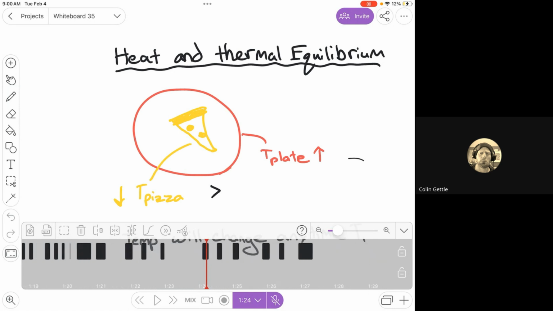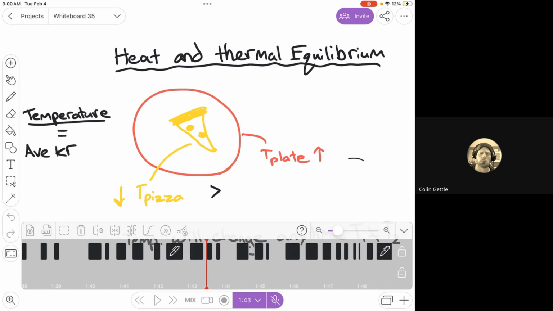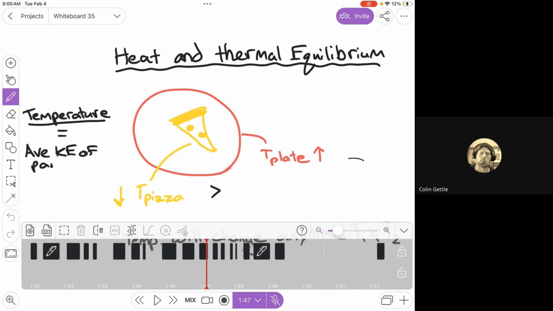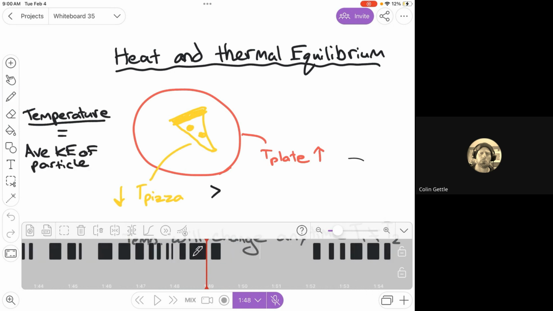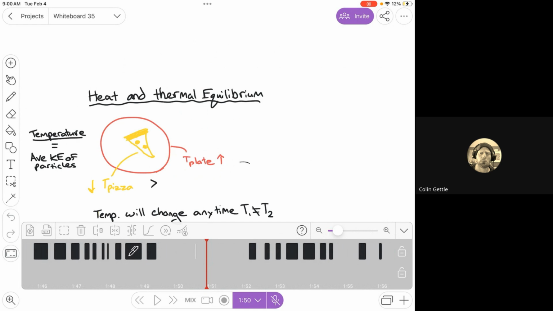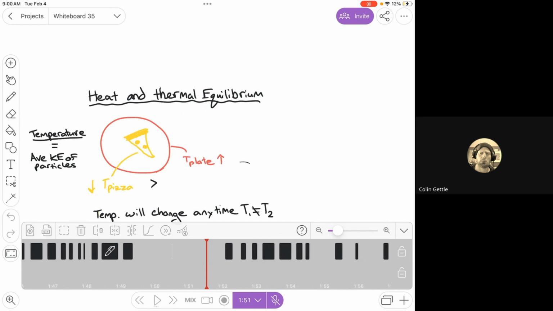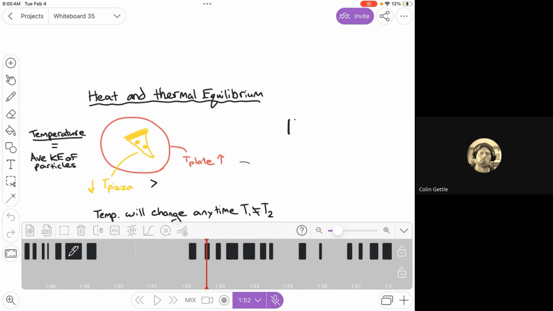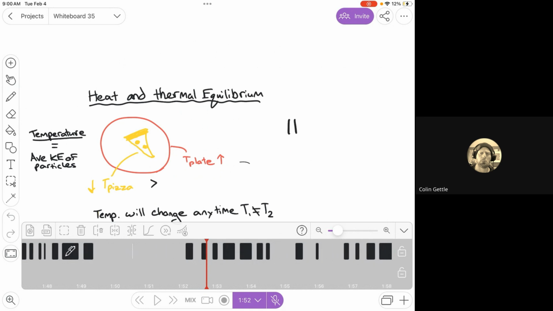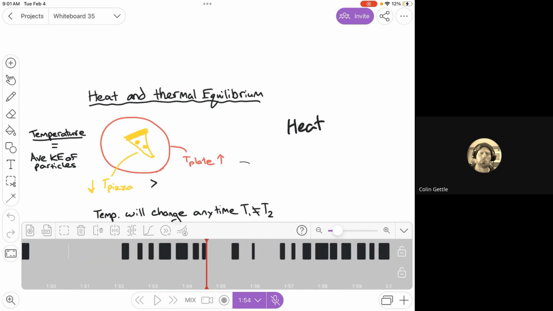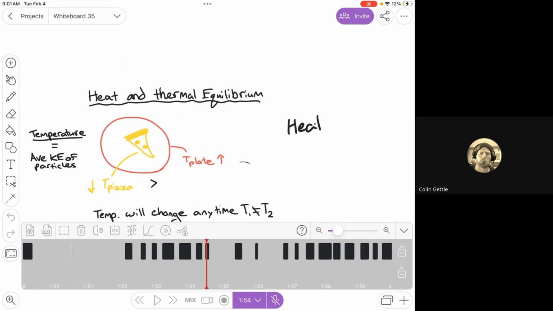The temperature, what is it? Well, temperature is actually the measure of kinetic energy in any object. Kinetic energy is the energy of movement. So how fast are the particles, the atoms, molecules moving? When the pizza is warm, its particles are moving faster than when it's cooler. And for the plate, those particles are moving a little bit slower on average.